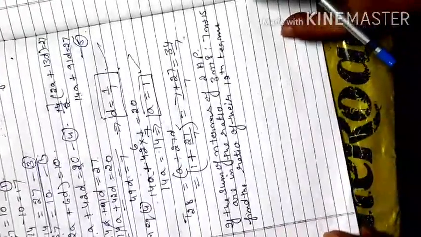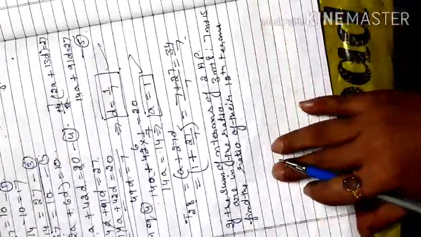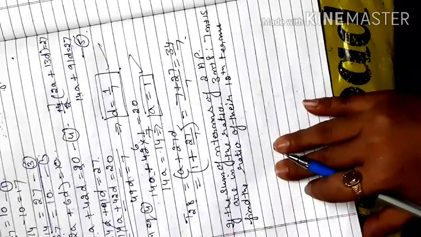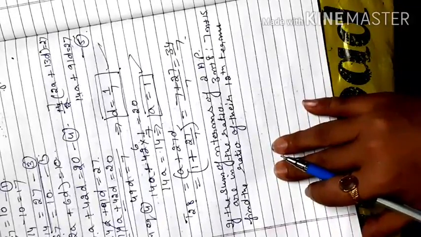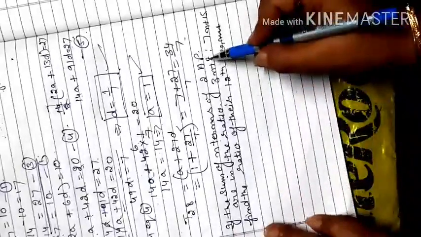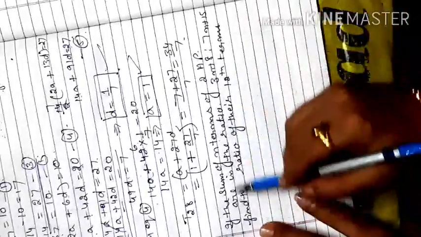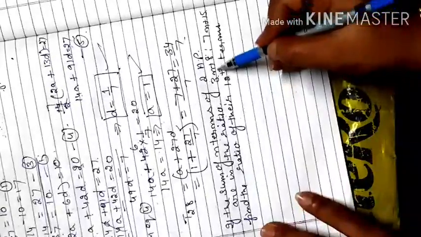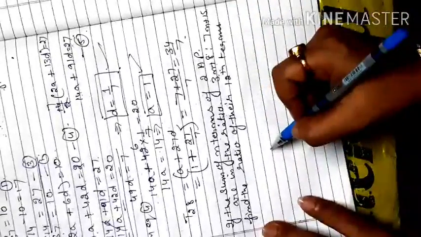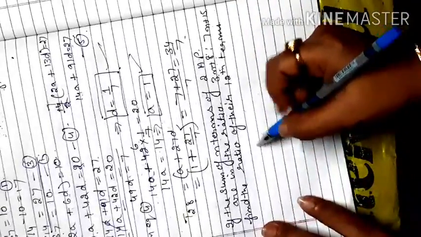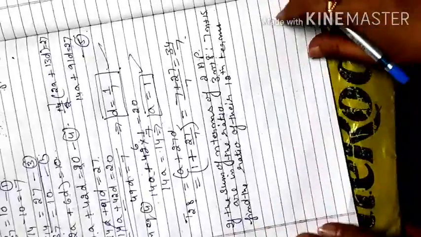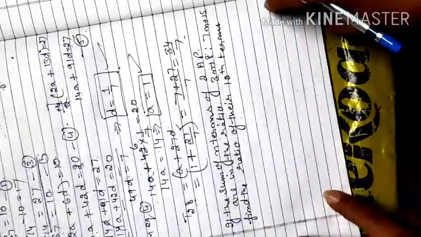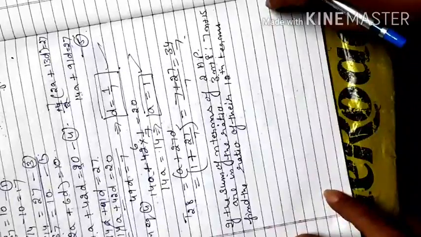Now the next is a very important question. This is your 13th question: if the sum of n terms of two APs, you have any two AP series, are in the ratio 3n plus 8 to 7n plus 15, you have to find the ratio of the 12th terms. The very first thing, you have to generate the equation according to the terms.